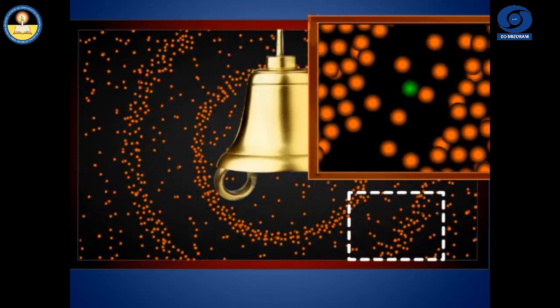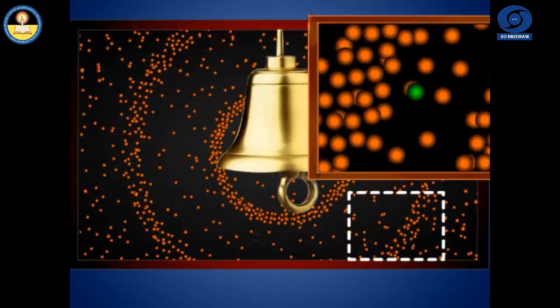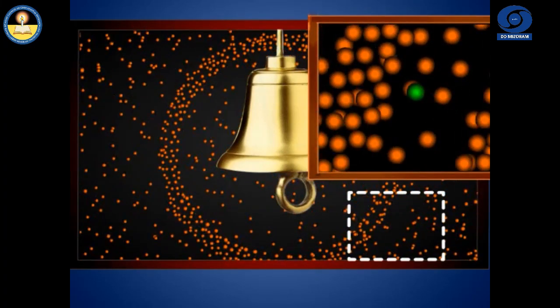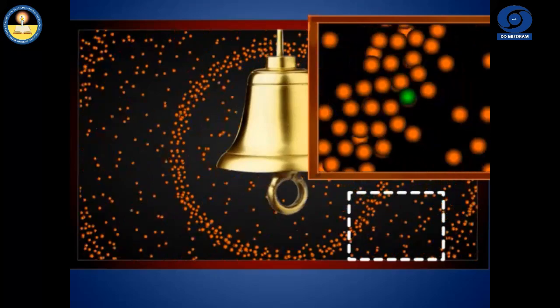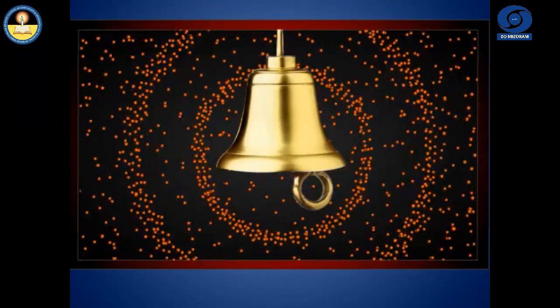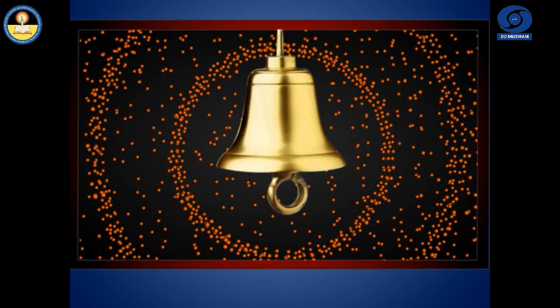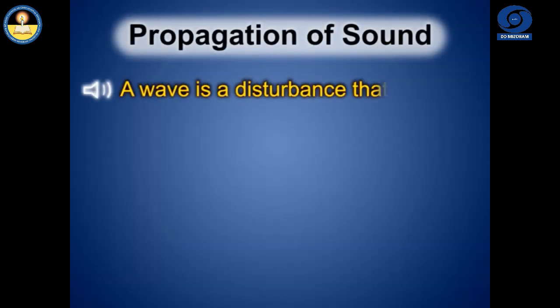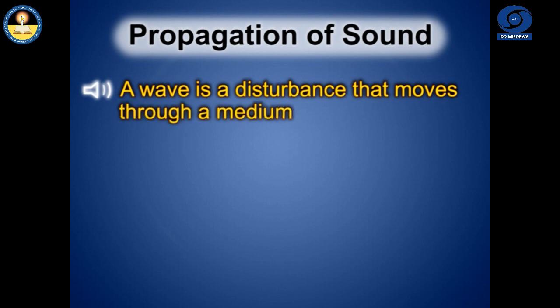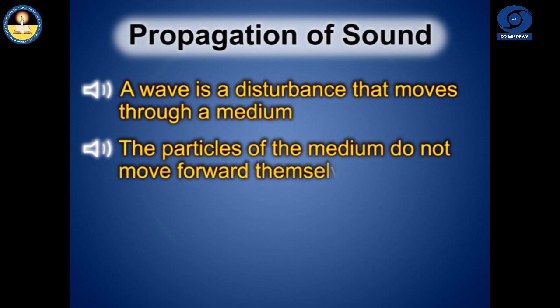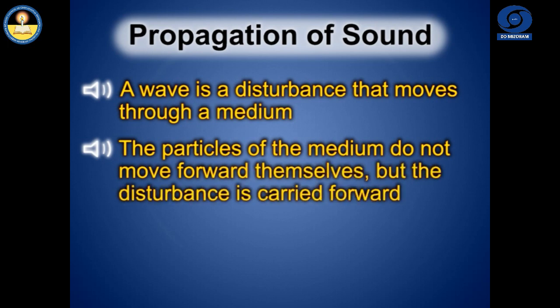After displacing the adjacent particle, the first particle comes back to its original position. This process continues throughout the entire medium, with each particle interacting and causing a disturbance to its nearest neighbor. The disturbance created by the source of sound travels through the medium in the form of waves. A wave is a disturbance that moves through a medium when the particles of the medium set neighboring particles into motion. The particles of the medium do not move forward themselves, but the disturbance is carried forward. This is what happens during propagation of sound in a medium.